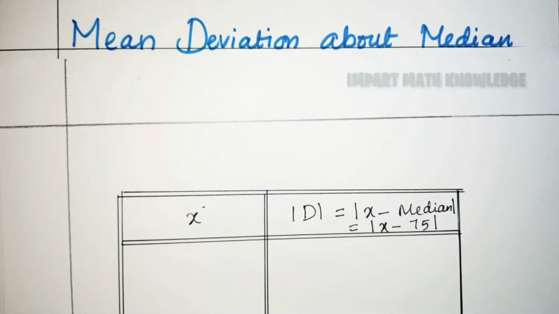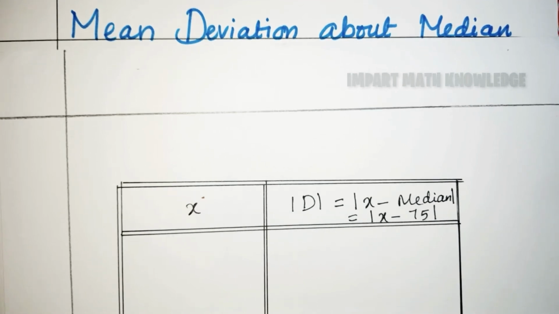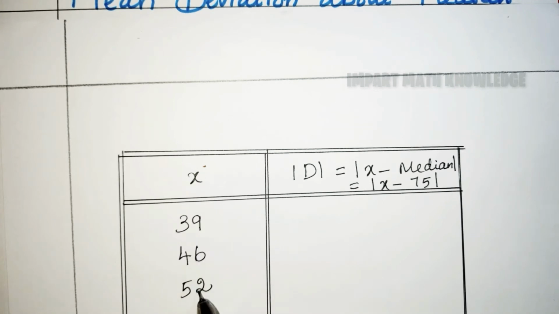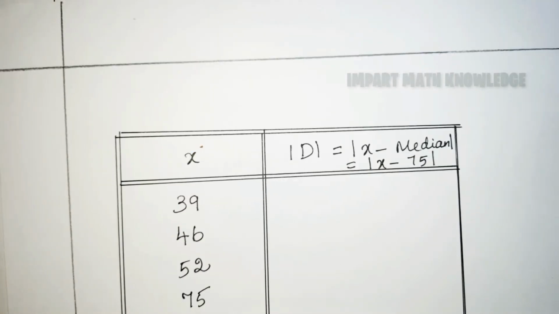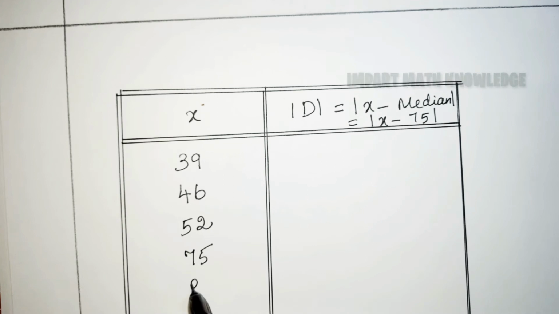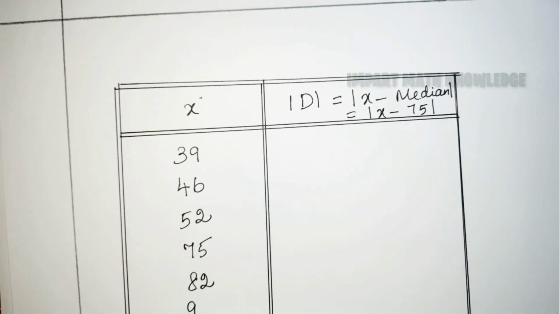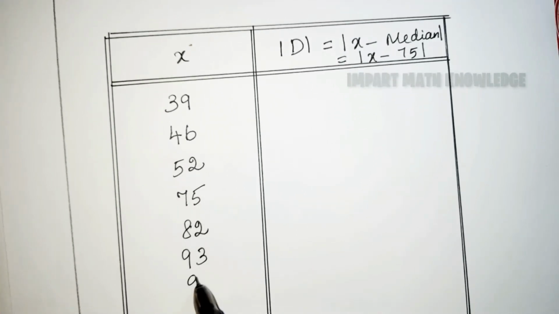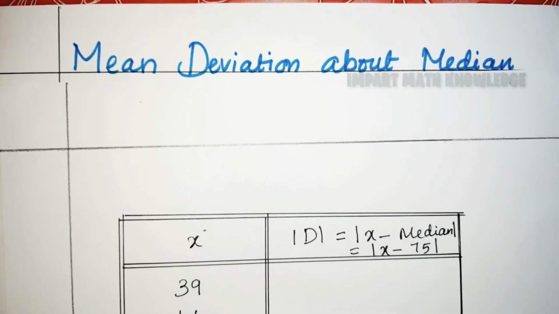Next we have to find mean deviation about median. For that you have to frame the tabular column x and mod d. Mod d is nothing but mod x minus median. Here median is 75. Now write all the x values: 39, 46, 52, 75, 82, 93, 97.